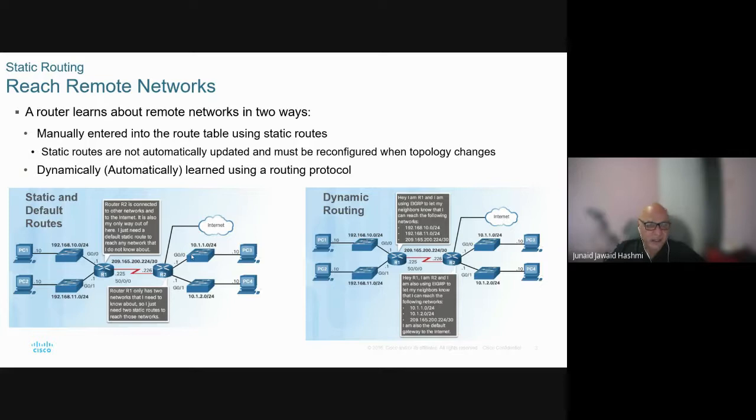So if you're creating a static route, if you're using static routing, that could take a lot of work if you have many networks. In dynamic routing, it will be removed automatically by the routing protocol. So that's another advantage of dynamic routing. If there's a problem on the network, it will self-correct.